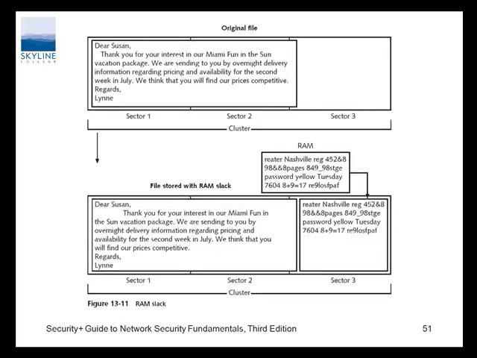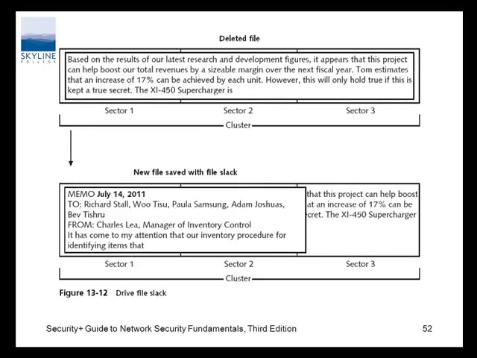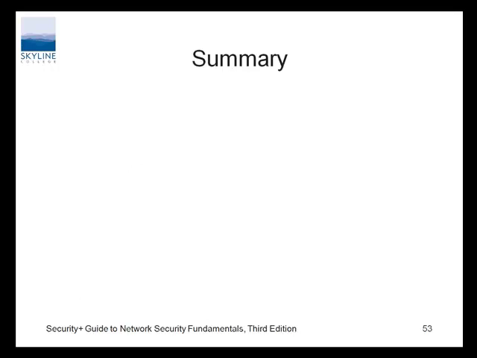I've got a couple of pictures here for that. This is the new file. The original file: thank you for your interest in Miami Beach Fun, and so on. The file stored with RAM slack: thank you for your interest. This was what's left over from the old file, so there is some old information available. And this happens in both RAM and in disks. You've seen disks, you've recovered disks, using unformat or undelete programs. New file saved with slack. This is the same thing, this is the disk. Same for each one, what's left over from the old files.